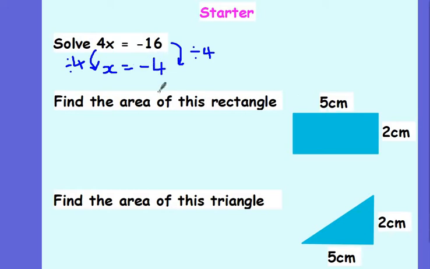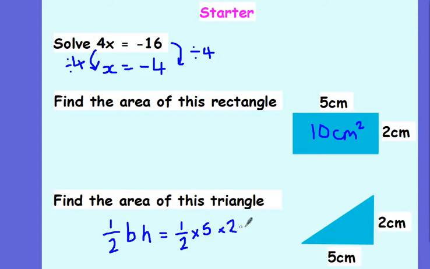For the second question I asked you to find the area of this rectangle. Area of a rectangle is just length times height. 5 times 2 gives me 10 centimetres squared. And for the area of a triangle we needed to do half base times height. My base was 5, my height was 2, so we should have got 5 centimetres squared, because this triangle is just half of the rectangle above.